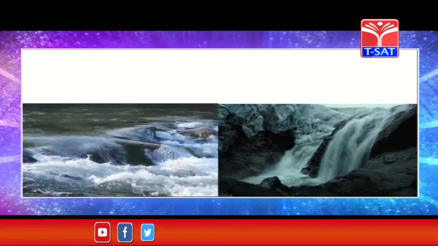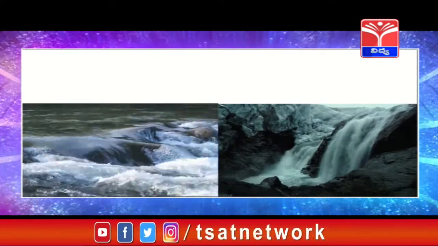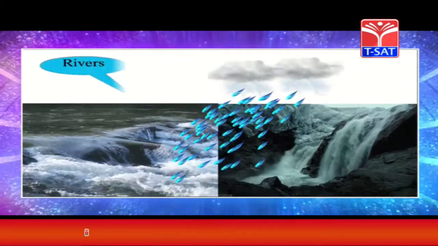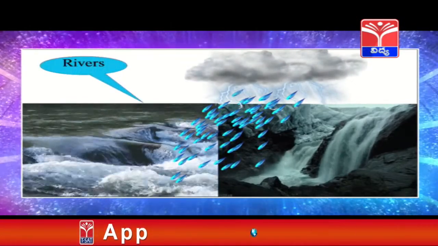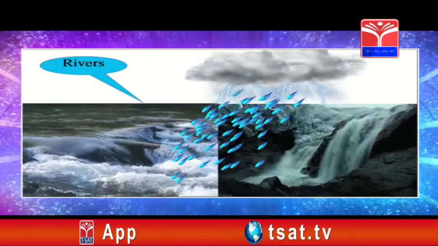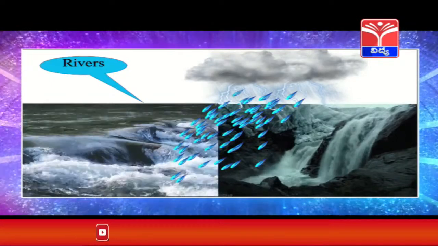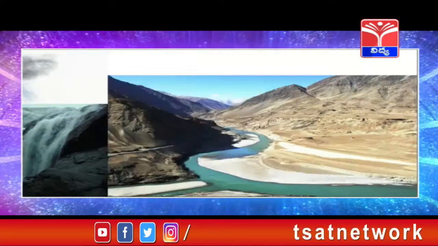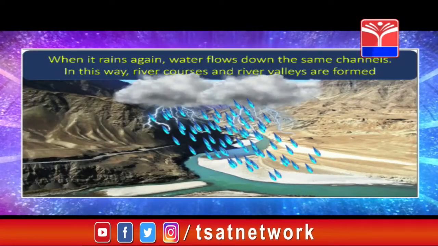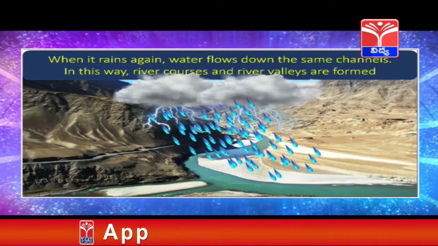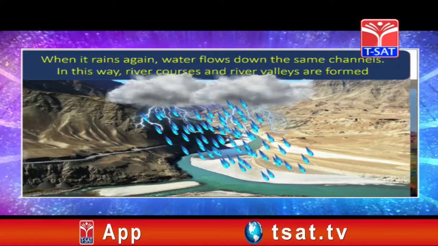Water falls in the small streams from the mountain slopes during the rainy season. However, these streams dry up after some time. Nevertheless, water also cuts channels into the mountains and they flow down in the form of rivers. This is how the rivers are formed. When it rains, the water flows down the same channels. In this way, river courses and river valleys are formed.